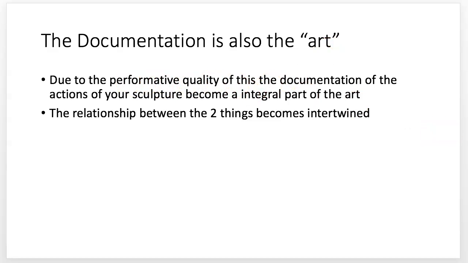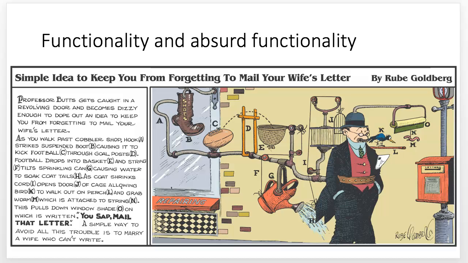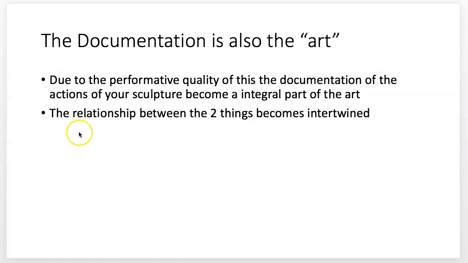Due to the performative quality of this, the documentation of the actions of your sculpture becomes an integral part of the art, because if you no longer have the Rube Goldberg machine set up, what do you have left? You have the photographs and the video. So those are part of the art. They're just like these drawings. They were never made, but if you did a drawing like this and then made it, the drawing would also be part of that. So there's a relationship between the two things that become intertwined, where the art is the documentation, the photo and the video, as well as the object that you made originally. And if you kept the objects and kept them set up, then it would be a sculpture as well.